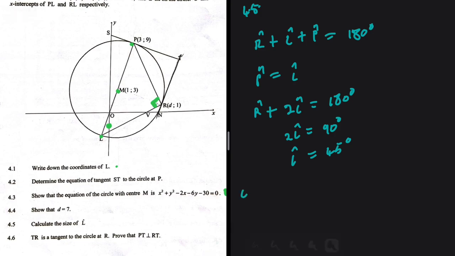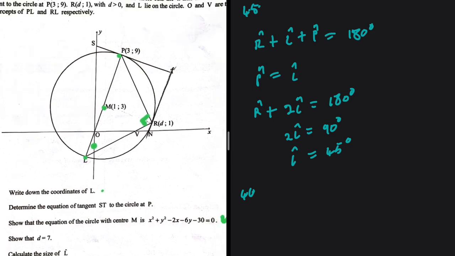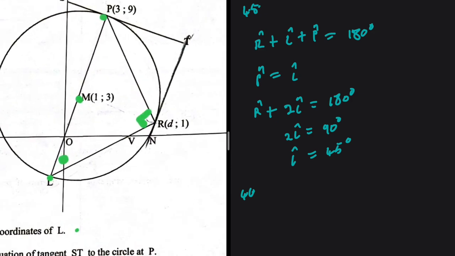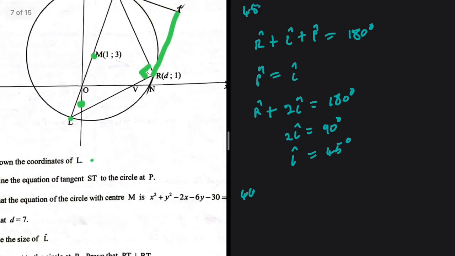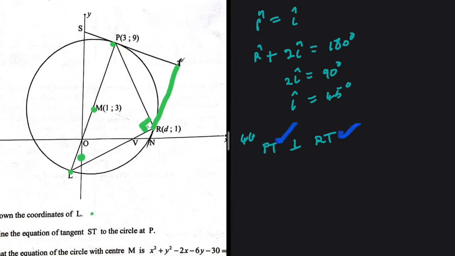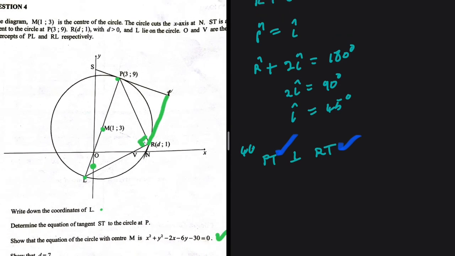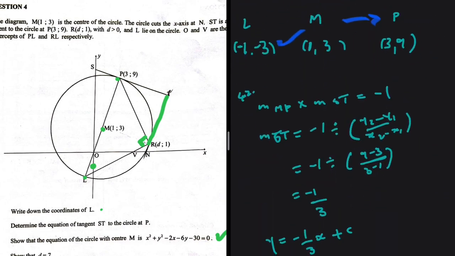4.6. TR is a tangent to the circle at R. So let's just, okay, this is TR. It is a tangent to the circle at R. And then the question says prove that PT is perpendicular to RT. So I'm not going to give myself a headache. I'm just going to find the gradient of PT and find the gradient of RT and compare the two. We do have the gradient of PT because PT, same as ST, is the same line.